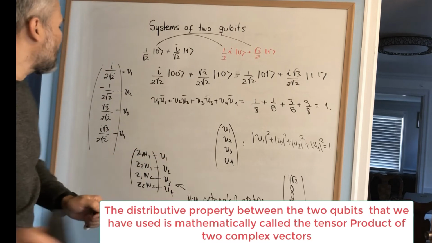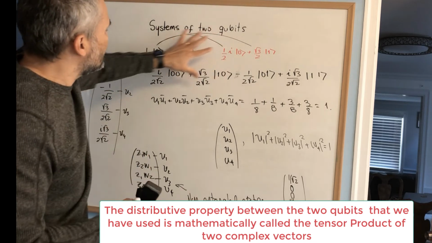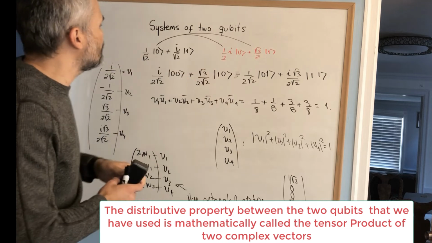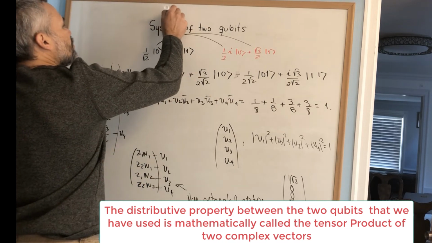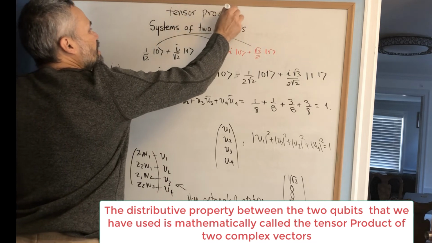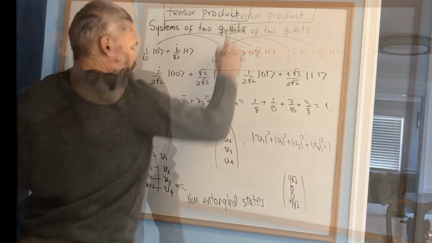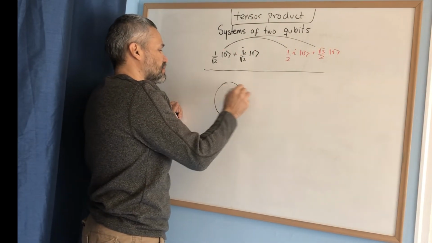Some observations about this: what we have done here with this distribution is what is called the tensor product. Mathematically, it's called a tensor product. To summarize, we started with 2 qubits.